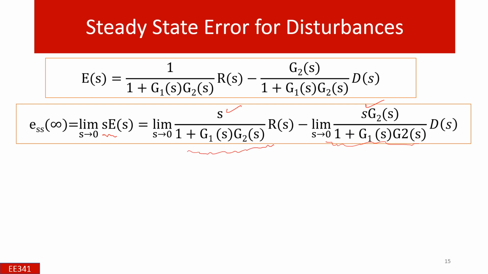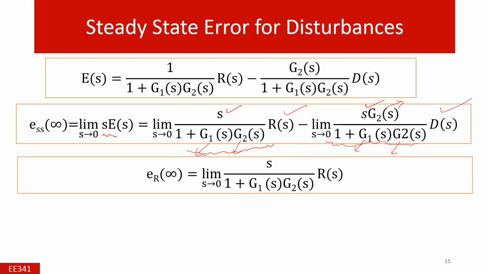Both terms are representing the errors, which are dependent on the controller value and the plant value, and again the controller value and the plant value, and this is also the plant value. So if these transfer functions are given, in our case or any case, then we can find the steady state error for different types of inputs and different types of disturbances. The first term represents the steady state error due to the input.